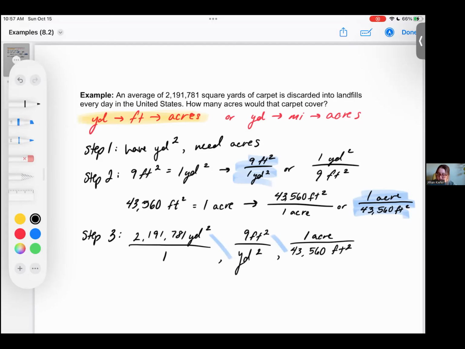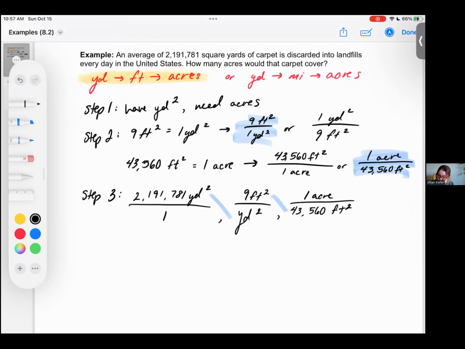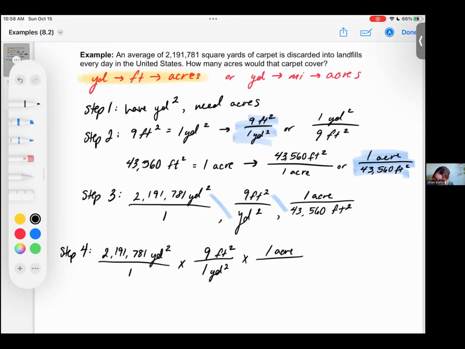All right, so step 3, figuring out the ratios we're actually going to use. And step 4 is to multiply them. So we're going to just repeat all of these ratios, but multiply. So we'll have 2,191,781 yards squared over 1 times 9 feet squared over 1 yard squared times 1 acre over 43,560 feet squared.